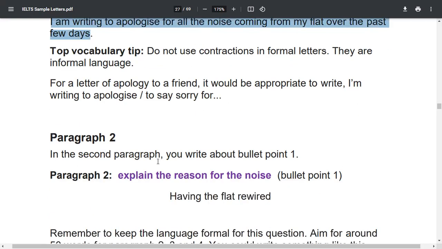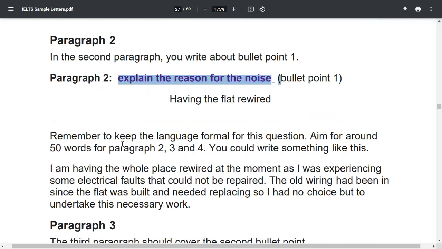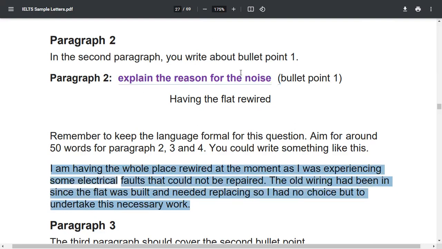Now let's move to paragraph 2, which is the first bullet point that says explain the reason for the noise. Remember to keep the language formal for this question. Aim for around 50 words for paragraphs 2, 3, and 4. You could write something like this: I am having the whole place rewired at the moment as I was experiencing some electrical faults that could not be repaired. The old wiring had been in since the flat was built and needed replacing. So I had no choice but to undertake this necessary work.